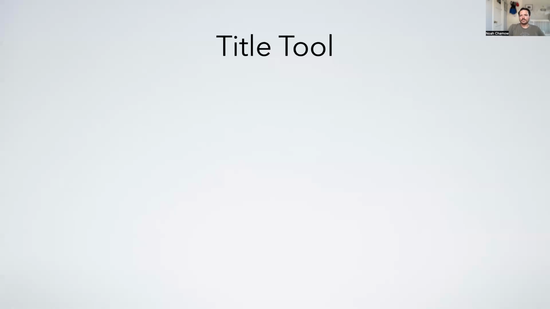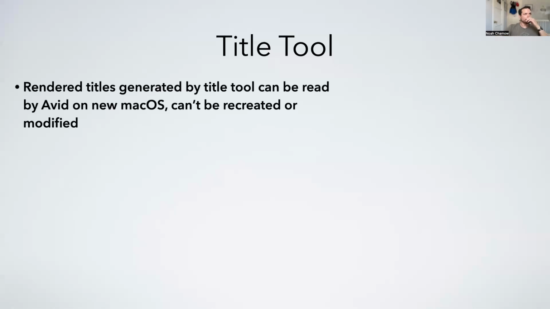So on newer versions of Media Composer, if you get a sequence that came from an older version of Media Composer and has a bunch of titles in it that were generated with title tool, if those titles were rendered, or the media was created and you still have that media online, then those rendered titles can be read on Avid on new versions of macOS, but they can't be recreated or modified. If you try to edit that title, it will tell you the title tool is no longer supported. That's all it'll say. Another place where it might be nice if it told you what to do next, but that's why I'm here.